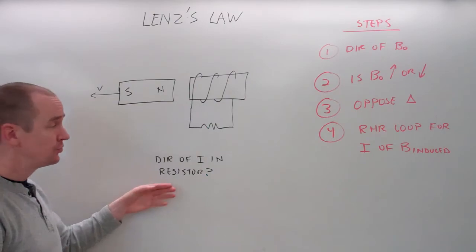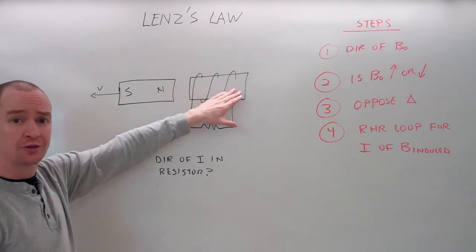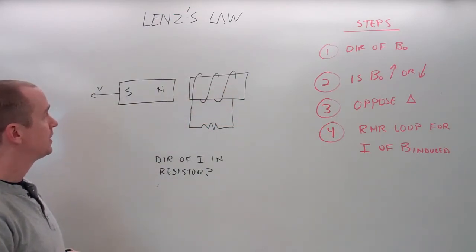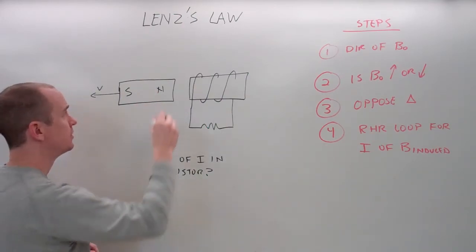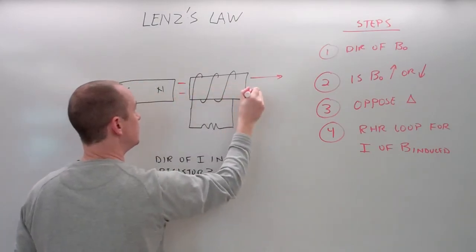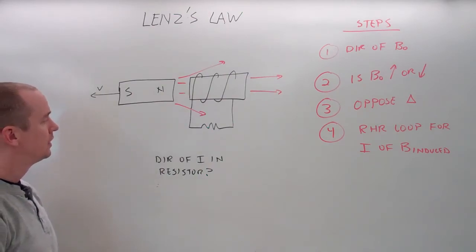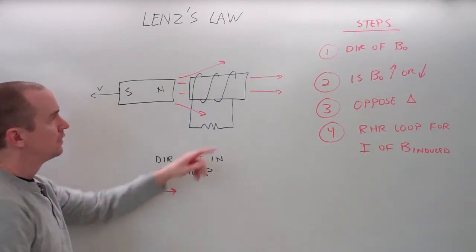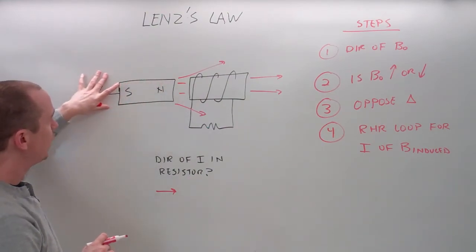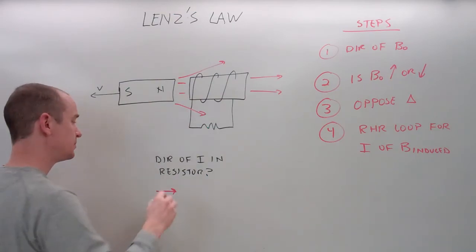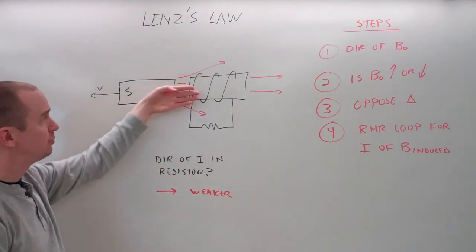What's the direction of the induced current in this resistor? Well, clearly I have a magnetic field going through this solenoid. The magnetic field points, well, field lines emerge from north. So the field is pointing that way. Is that magnetic field getting stronger or weaker? Well, if I'm moving the magnet away, I would suspect the field lines are getting weaker. Fewer field lines will be passing through this.